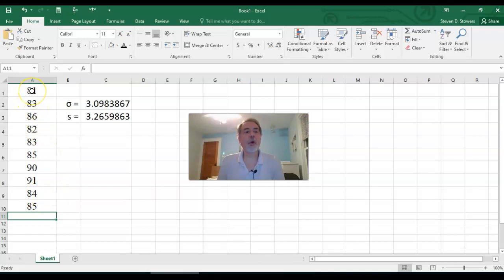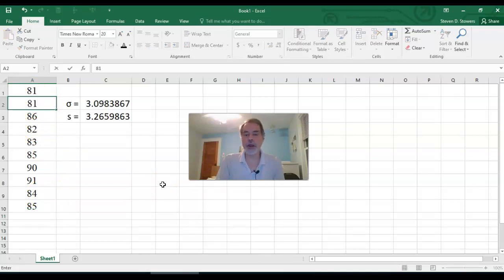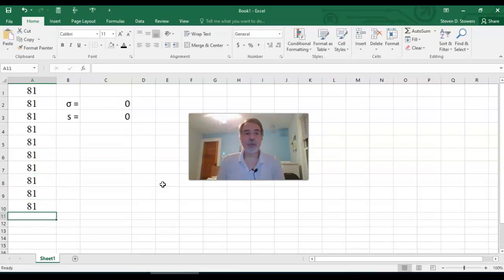In fact, if they were all the same as one another, like if they were all 81, the standard deviation would be 0 because there's no variation at all. They're all exactly the same as each other and as the mean of all of them.